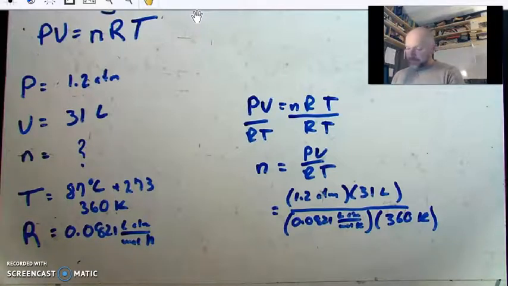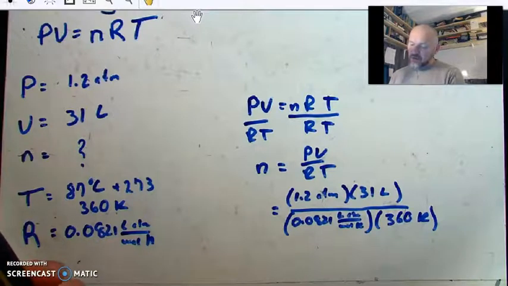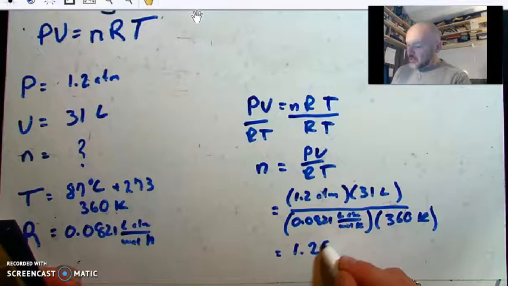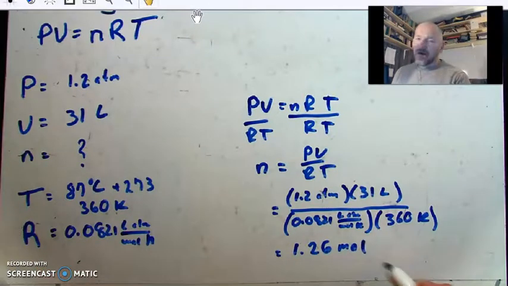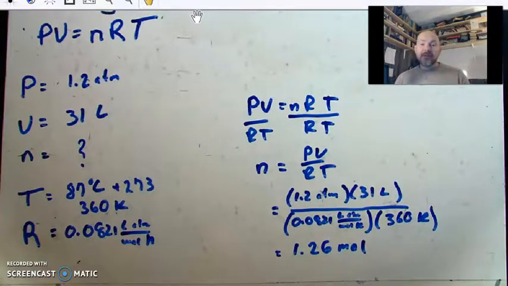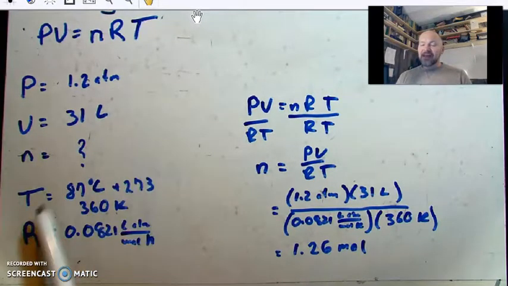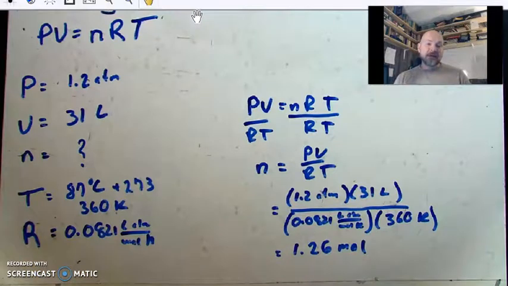1.2 times 31 divided by parentheses 0.0821 times 360 close parentheses, and that gives me a value of 1.26 moles. For all of our problems, I look at the problem, I identify my variables. If I ever have two of any of my variables, I have to use the combined gas law. But if I only have one of every variable, then I have to use the ideal gas law.